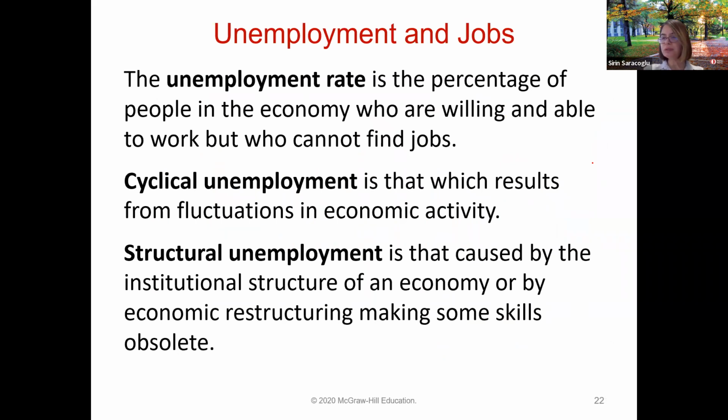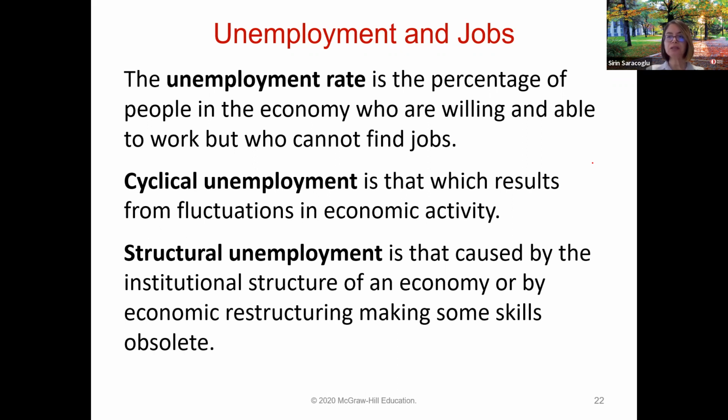Now, there are different types of unemployment, actually. We have one unemployment rate to be calculated, but this unemployment rate can be understood in different ways. It can be dissected into different types. One is cyclical unemployment. Now, what is cyclical unemployment? It is the unemployment which results from the fluctuations in economic activity.